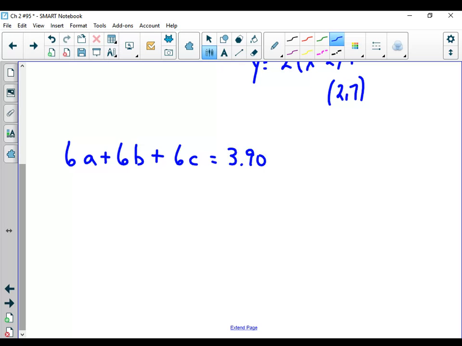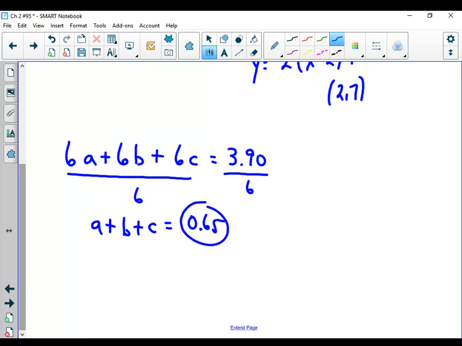So that's the cost of 6 of each. They want to know the cost of 1 of each. So if I divided all these by 6, that means I'd have to divide this by 6. So the cost of this one plus that one plus that one is 656. So that was the fastest way of getting there. I wasn't talking about each one, they wanted the total cost for all 3.